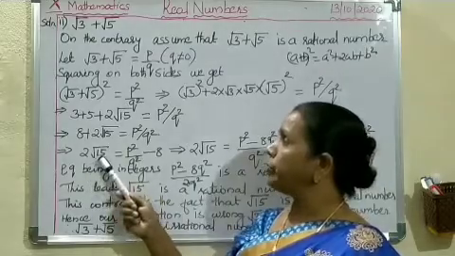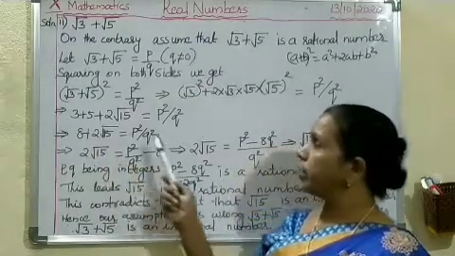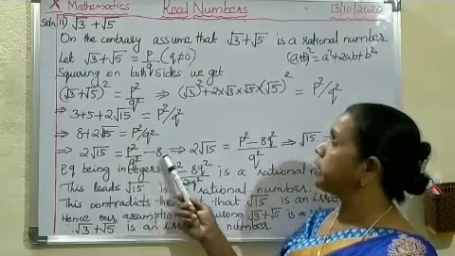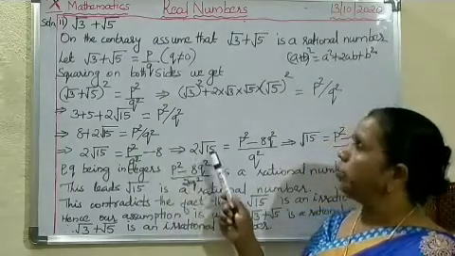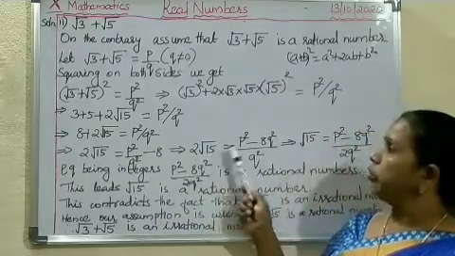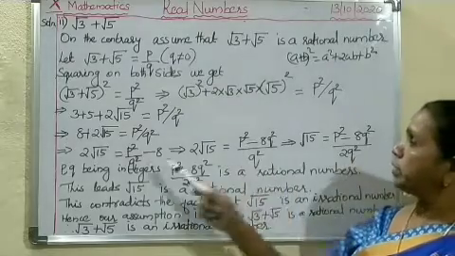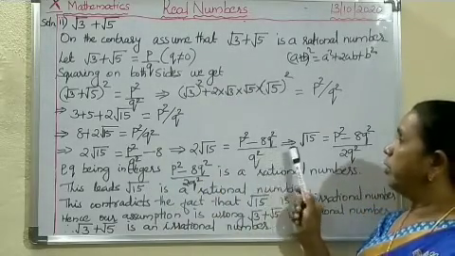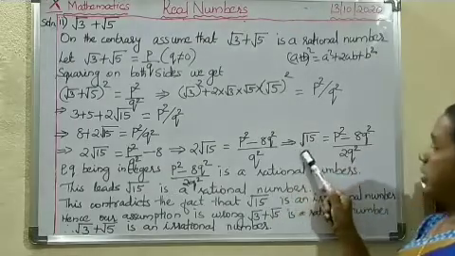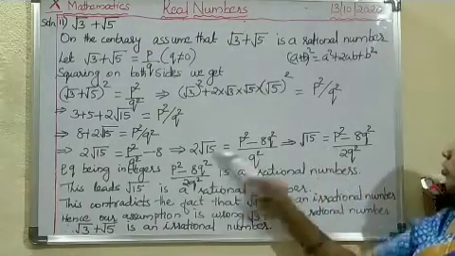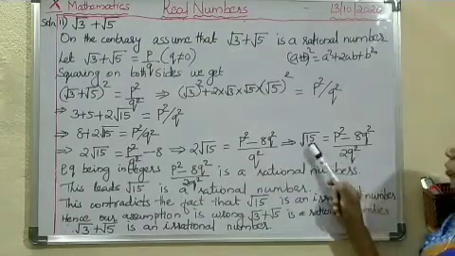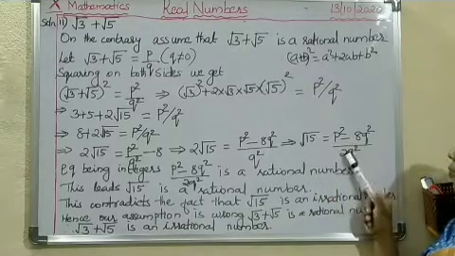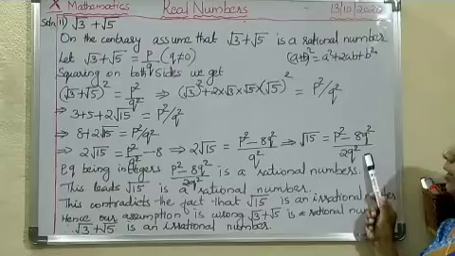Then 2 root 15 is equal to, this 8 we are taking to the right side, p square by q square minus 8. Which implies that 2 root 15 is equal to p square minus 8q square by q square. This implies that root 15 is equal to, here 2 also we are taking to the denominator, p square minus 8q square by 2q square.